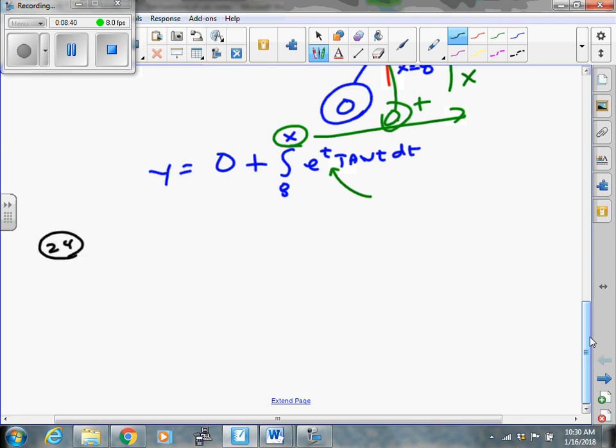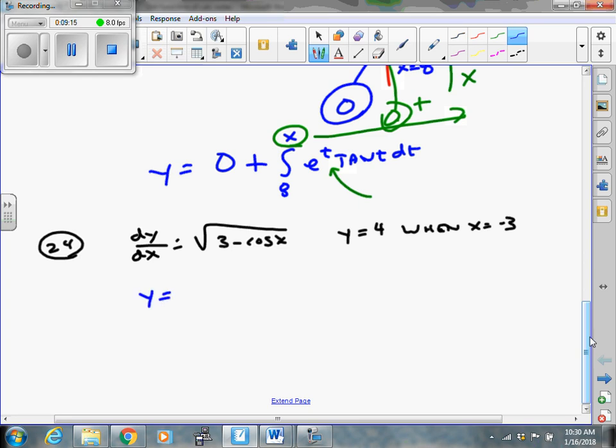24 provides you with the information dy over dx equals the square root of 3 minus cosine x. And they give you the initial condition that y equals 4 when x equals negative 3. So the first thing I'm going to do is get rid of the derivative by taking the antiderivative.